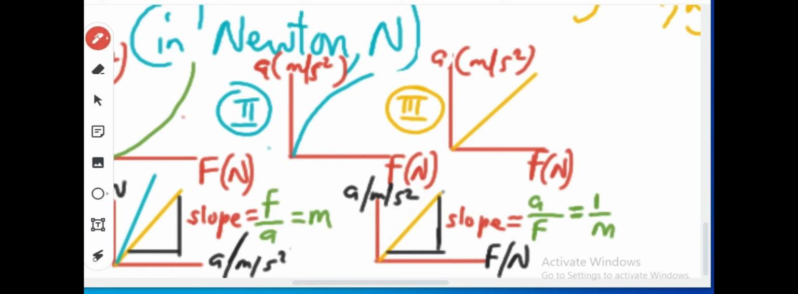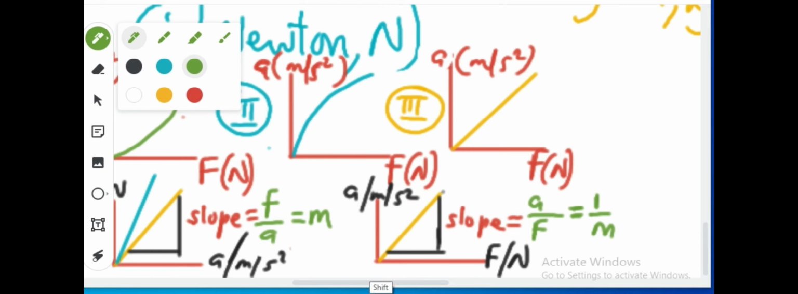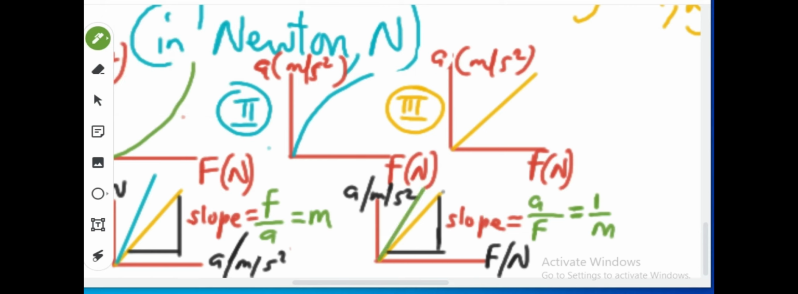Just know that I'm using a different color. I don't want it to be a color that I have here. Okay, the upper one, which is actually green. Just know that this upper one is green, and this lower one is yellow.